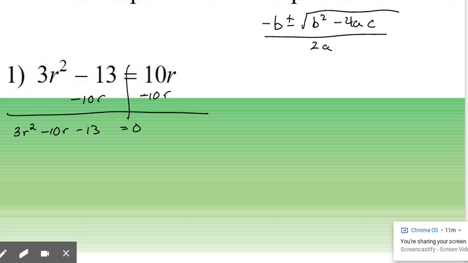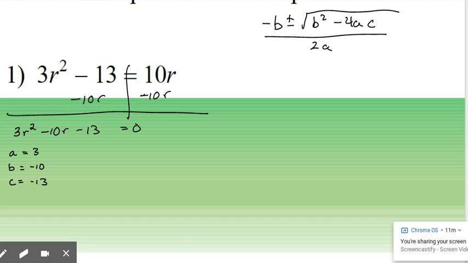Okay. Now, A is 10. Sorry, excuse me. A is 3. B is negative 10. C is negative 13. Okay. So let's go ahead and fill this in.